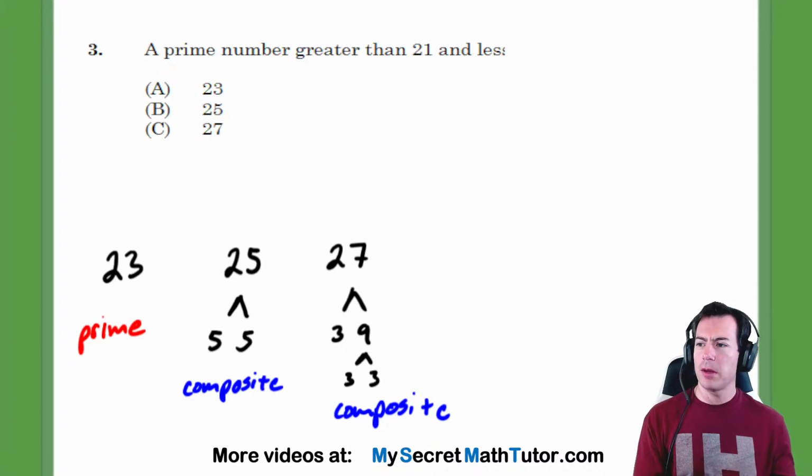Notice how this one's a very interesting wording. They want a prime number that's greater than 21 and less than 28. All of the options are greater than 21 and less than 28, so that's not really giving you anything extra. What they really want to know is, can you identify the prime number in this list? And that comes from the first one, 23. If you have a problem like this one, sometimes you might have to go through a process of elimination. Get rid of the ones that you know for sure are composite.